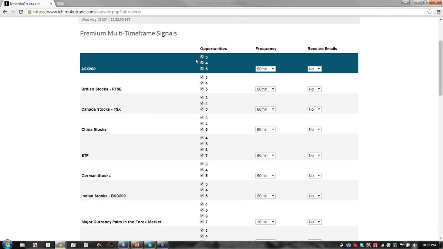Let's look at the Australian market. The Australian market offers 3 time frame emails, 4 time frame, 5 time frame. So this is going to look for buying and selling on 3 time frames, 4 time frames, and 5. You click on what you want, okay? And then the frequency here is how often it checks to see when those opportunities exist.